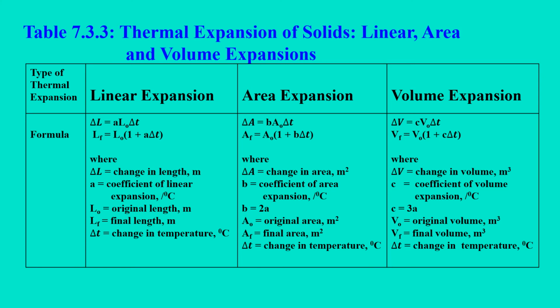Table 7.3.3 shows the formulas for linear, area, and volume expansions. We already learned the formulas for linear and area, now for the volume. The volume has similar formulas with the area and linear, except that this time we are considering delta V as the change in the volume, and the coefficient of volume expansion now is C, where C is 3 times the coefficient of linear expansion. V naught is the original volume, V F is final volume in cubic meters, and delta T is change in temperature in degrees Celsius.